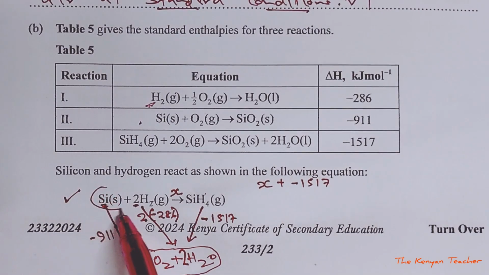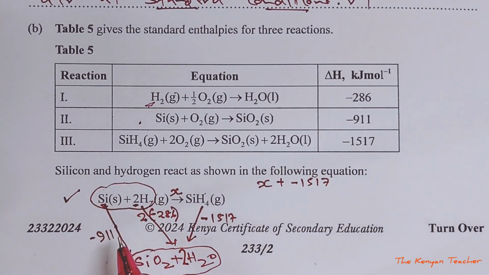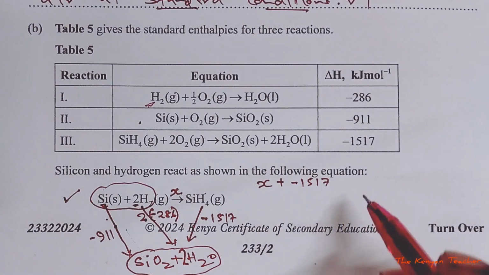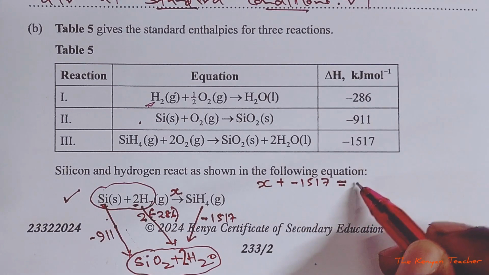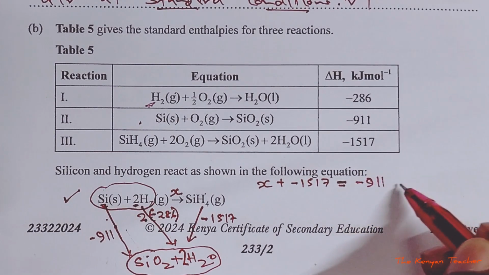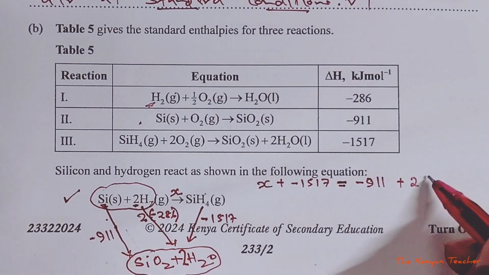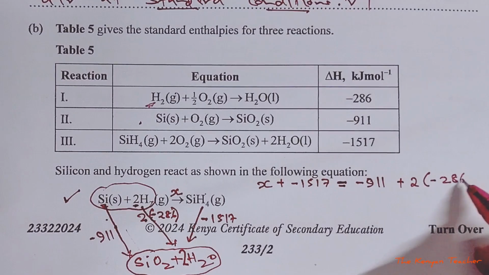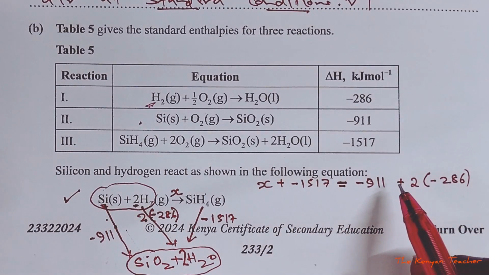Of course, here is our initial point. So we have two options. We can go through X and negative 1517, or we can go through the dual that involves silicon and hydrogen. By Hess's law, the heat involved in the two routes must be equal. So you simply equate these to negative 911 plus, of course, 2 into negative 286. With this relation, we are now able to get our X.